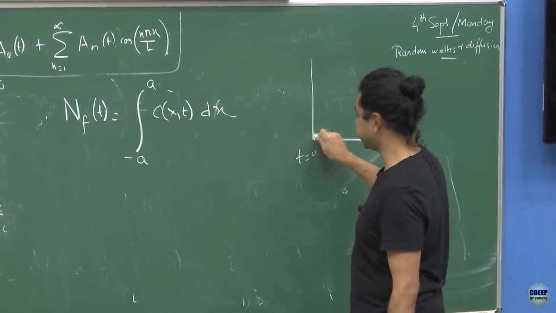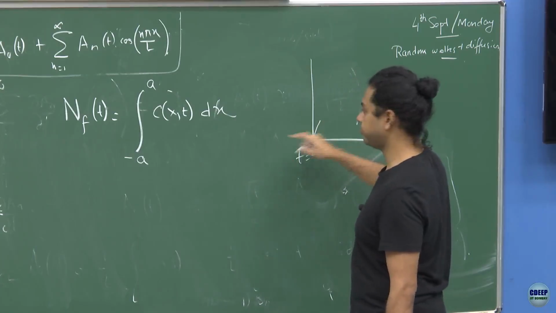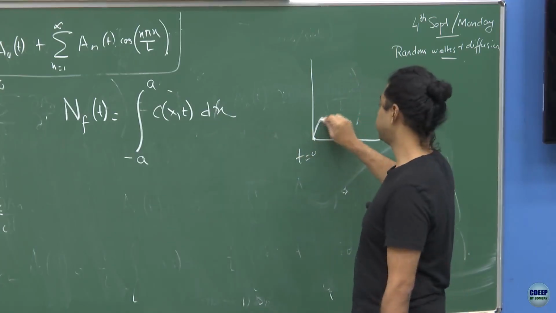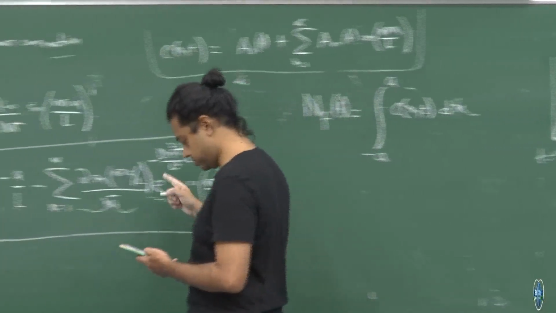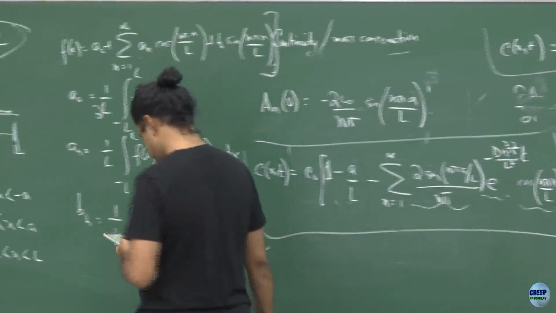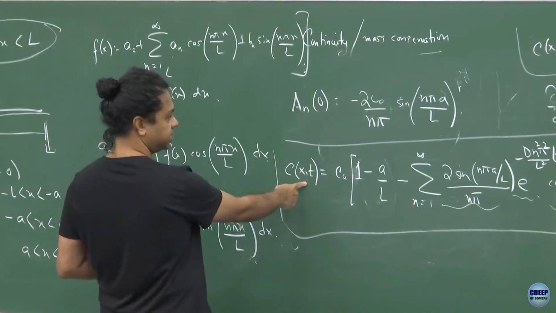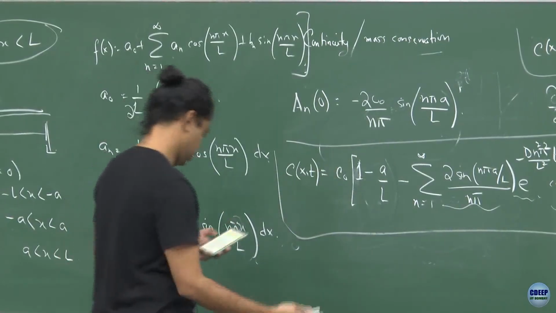So your N_F(t) starts from there, and slowly as your concentration builds back up, your N_F(t) will also build back up. So you can do this integration once you know the C(x,t), you can just integrate it.